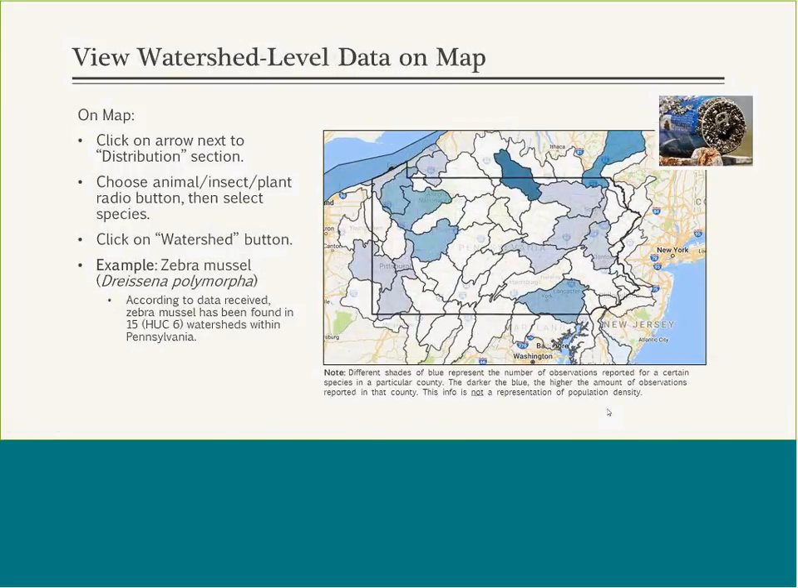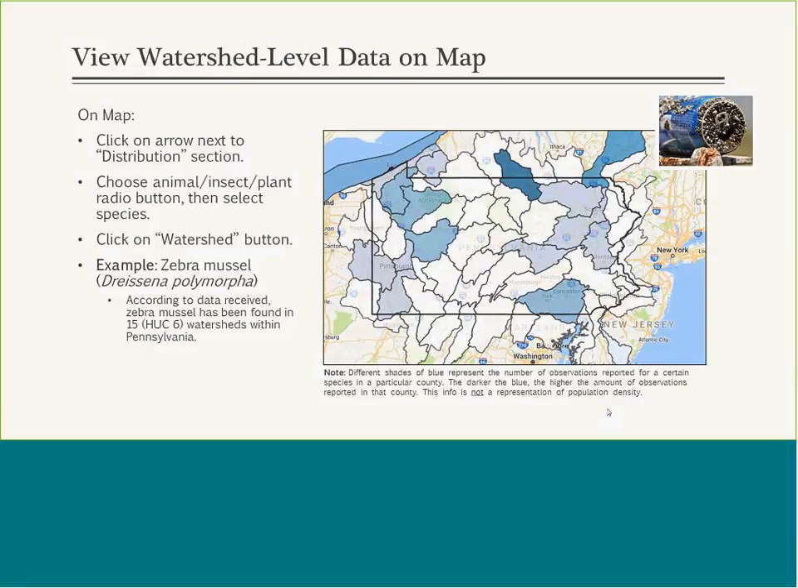This is a similar screenshot, but just a little bit different. In addition to viewing county-level data, you can also view data via a watershed. And this is really important for folks that are doing work specifically with aquatic species. So again, you would do very similar. You would locate that distribution section on the map. You would choose whether you want to look at an animal, an insect, or a plant, and then click on the watershed button. This example here that I'm showing you is for distribution of zebra mussel in Pennsylvania.